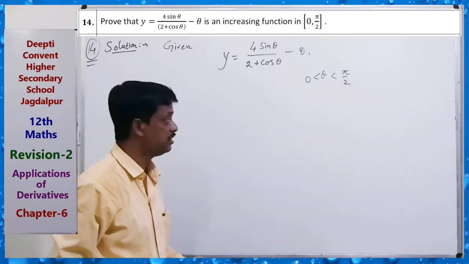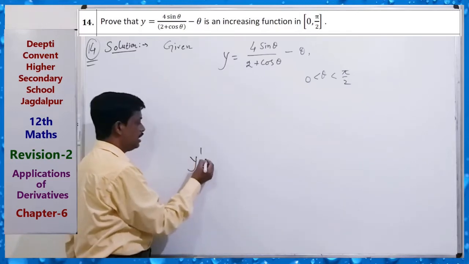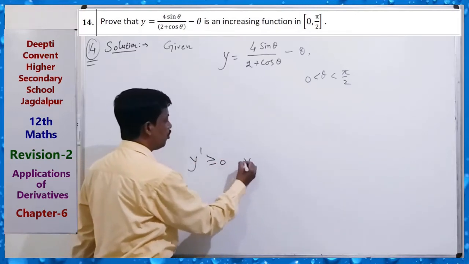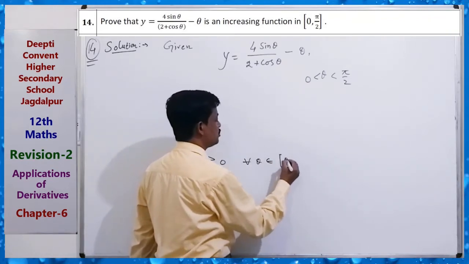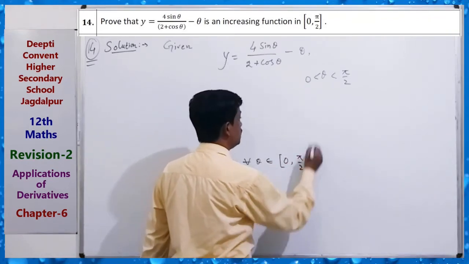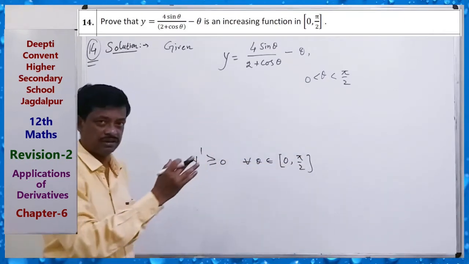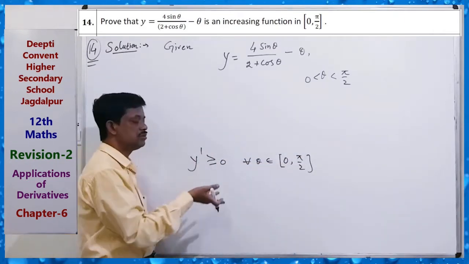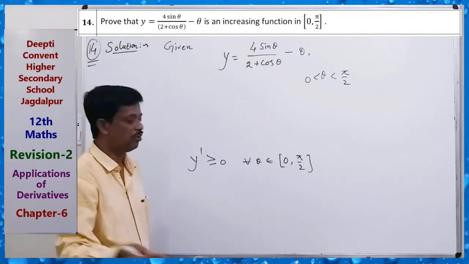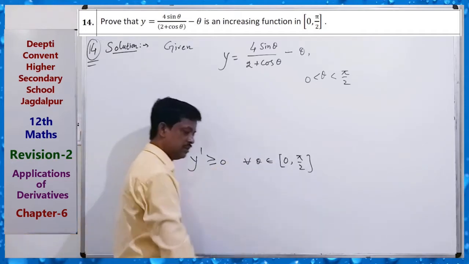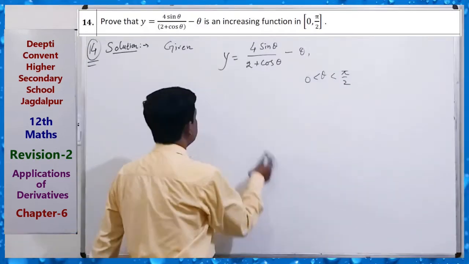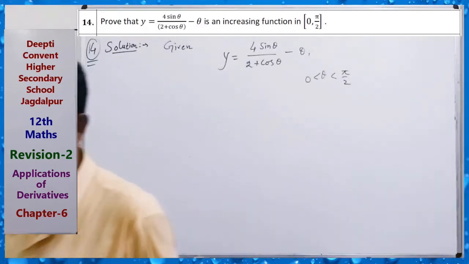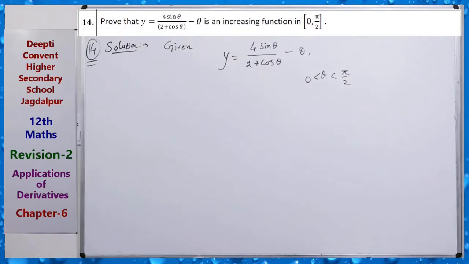How can you prove it? If we can show the derivative is greater than or equal to 0 for all theta belonging to 0 to pi by 2, meaning in this interval for all theta the derivative is greater than or equal to 0, then the function will be increasing. So we have to prove only this for all values. So we have to find the derivative of this function.